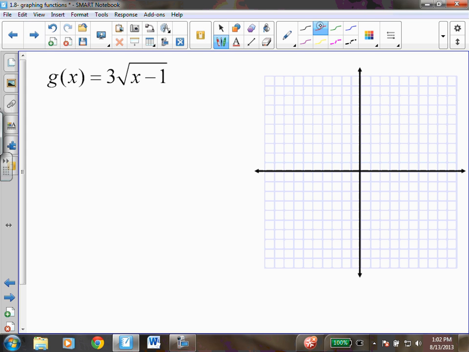Here's our first example. G of x equals 3 times the square root of x minus 1. So here I know I have a vertical stretch. I'm going to multiply the y's by 3. Here I know I have a horizontal shift because it's on the inside of the function. So I'm going to go the opposite of the sign. So instead of going -1, I'm going to shift forward +1 or to the right 1.